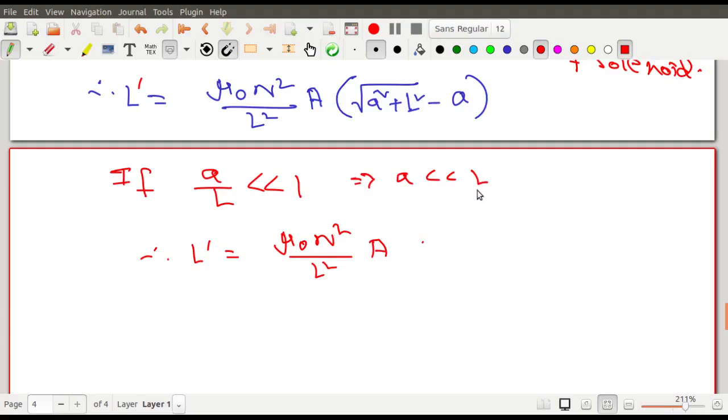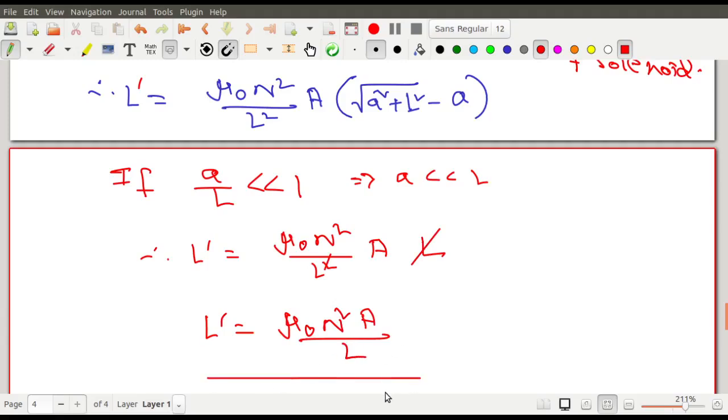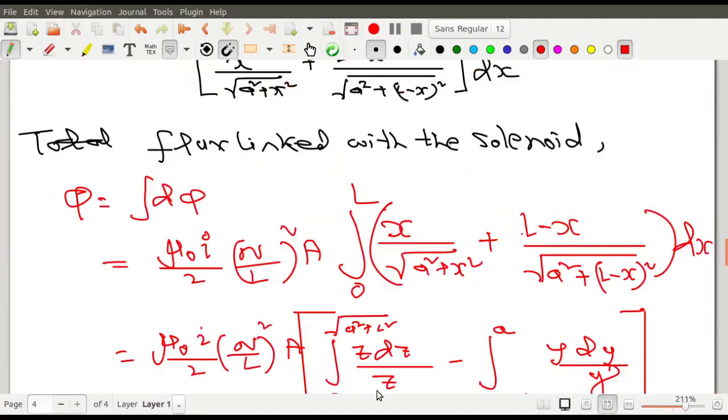Long solenoid means l is very large. So with respect to this l, you may neglect this A. I can leave out these A's, then only l remains. I have only the l. I neglect these A's from here. So this will result in L dash equals mu 0 n square capital A by l. So that's the expression, and you match it up with the earlier expression.